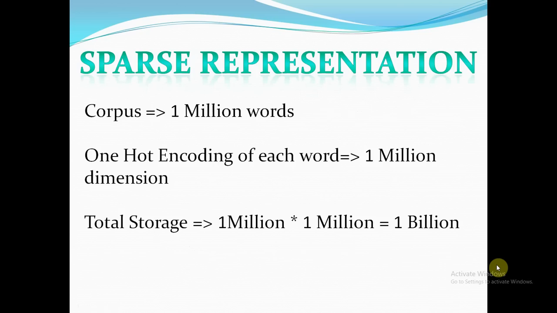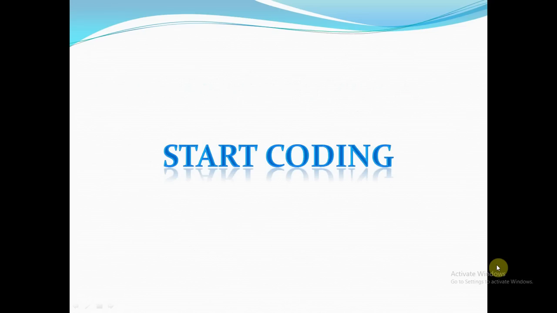The sparse representation can be understood by considering an example. If the corpus consists of 1 million words, therefore each word in the corpus has 1 million dimensions, hence total storage is 1 billion, which is very large and inefficient. This is known as sparse representation.